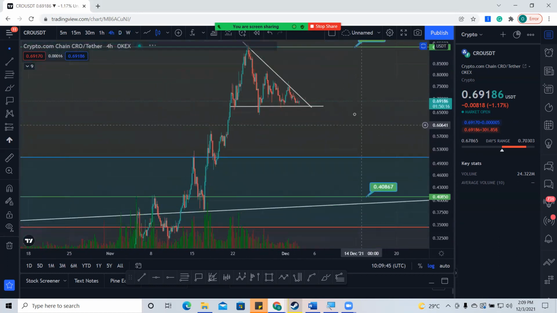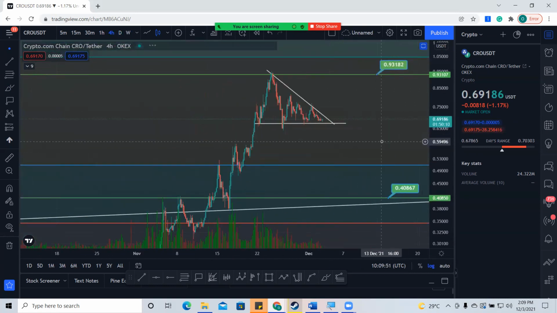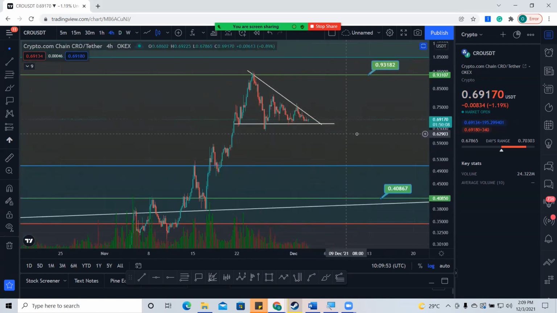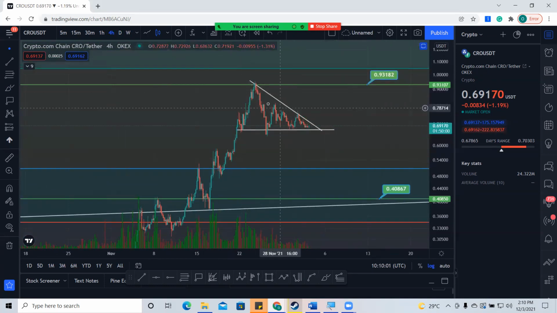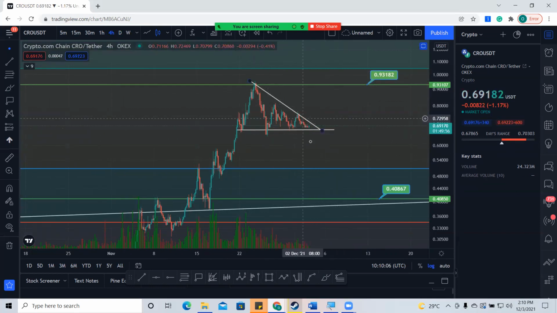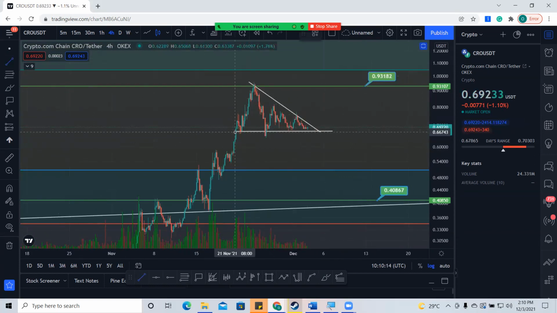Now the upside target is 93 cents, and the downside target is 40 cents. Normally when they create these descending triangles, they have these targets, and if they break to the downside, well, CRO can break to the upside, but I'm just giving you the scenario to the downside.